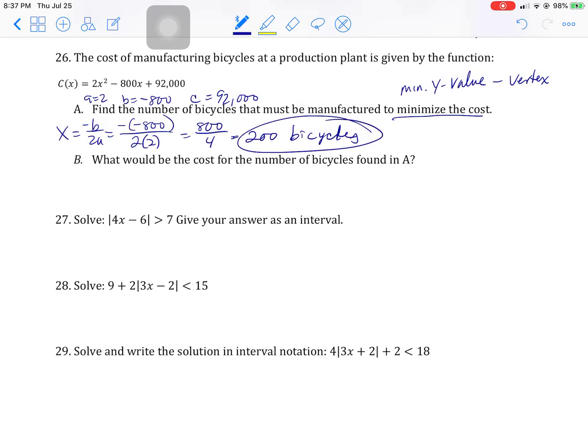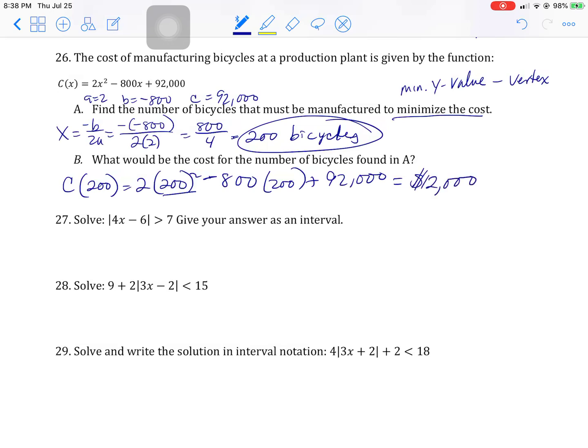All right, what would the cost be if you produced 200 bicycles? So the cost for 200 bicycles, put a 200 in everywhere there is an X. And do the math. Make sure you do this first, right? This is 200 times 200, then times 2. That should come out to $12,000. Okay?